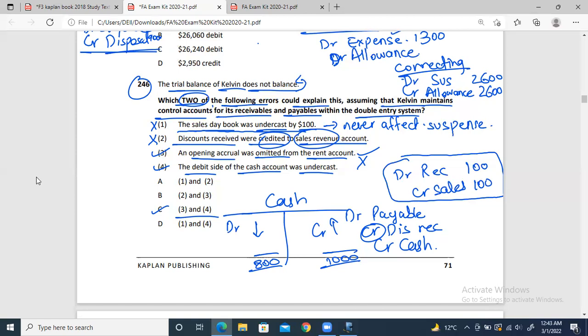Depending on whether it is overcast or undercast, the same thing happens. If this was overcast, then we would simply credit the receivables and debit sales. We would reduce both amounts. Okay, got it, right?